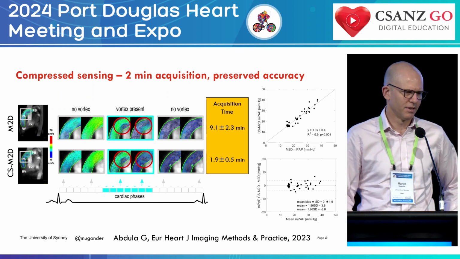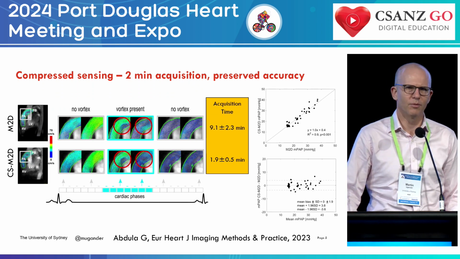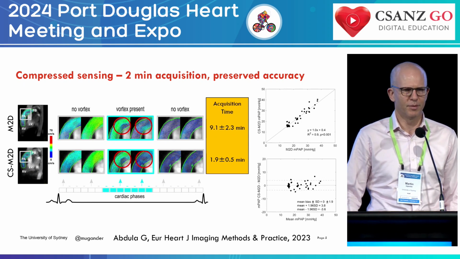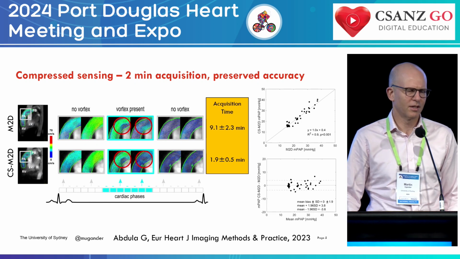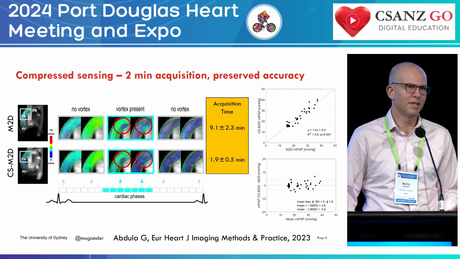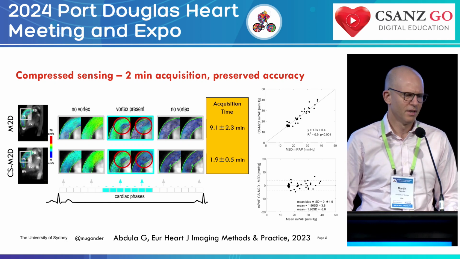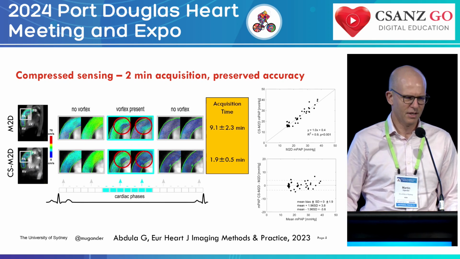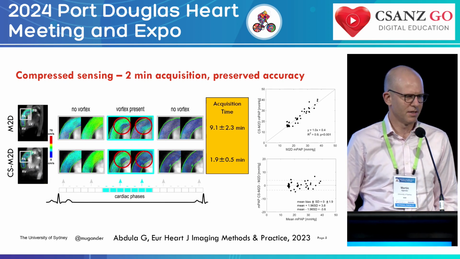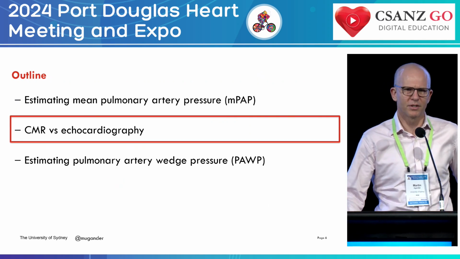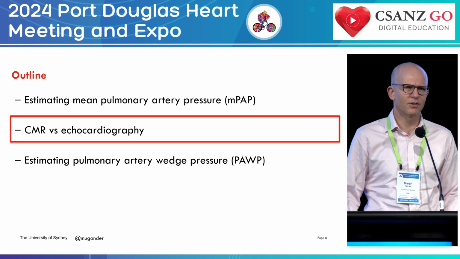Well, it used to take, on the top row, in a method that we'll just call M2D, multiple 2D images, 9 minutes on average to do during free breathing. But on the bottom, we applied something called compressed sensing, which is a turbo technique, let's call it that, to shorten the acquisition time. We can now do it under 2 minutes of free breathing acquisition routinely with excellently preserved accuracy. So this speed up technique doesn't penalize our accuracy. So we know that we can get mean PA pressure in under 2 minutes in free breathing, no contrast.